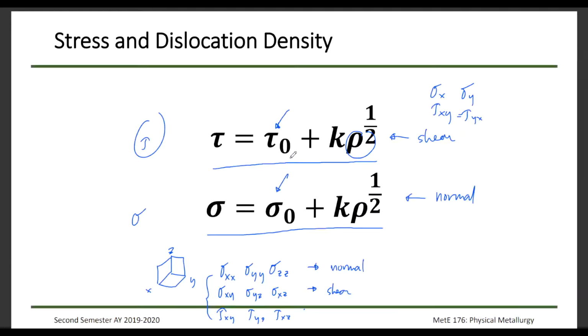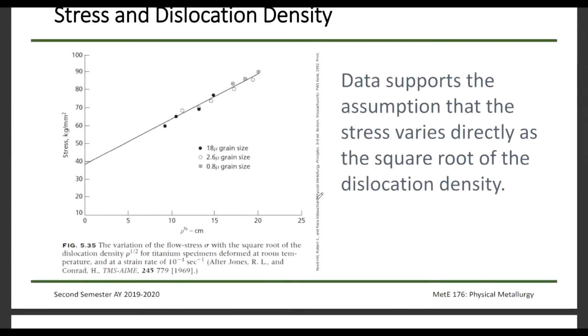Tapos itong tau naught, and one interesting thing to note about this constant, itong tau naught and sigma naught, is they are interpolated na constants, no? If you look at it, interpolated siya or extrapolated siya papunta dito sa point where you have zero dislocation density, no? Pero this is kumbaga it's just a convenient constant, no? Hindi siya actually representative of any material property, because if you think about it, if you have zero dislocation density, that is saying that your material is a perfect crystal, or a perfect single crystal.